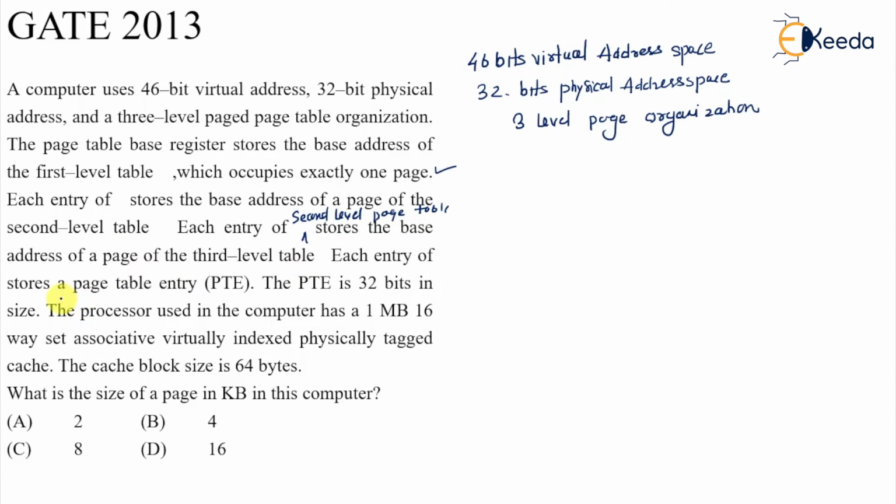Each entry stores the PTE, and PTE size is 32 bits. Okay, PTE size is page table entry size. The computer used has a 1.5 megabyte 16 4-way set associative virtually indexed and physically tagged cache, and block size is 64 byte. What is the size of a page in kilobyte?